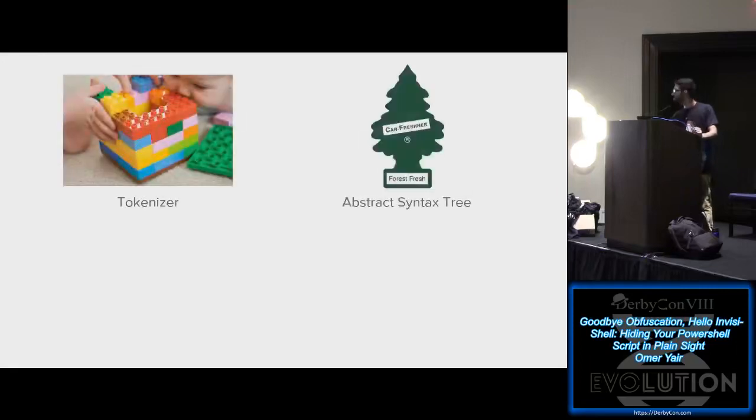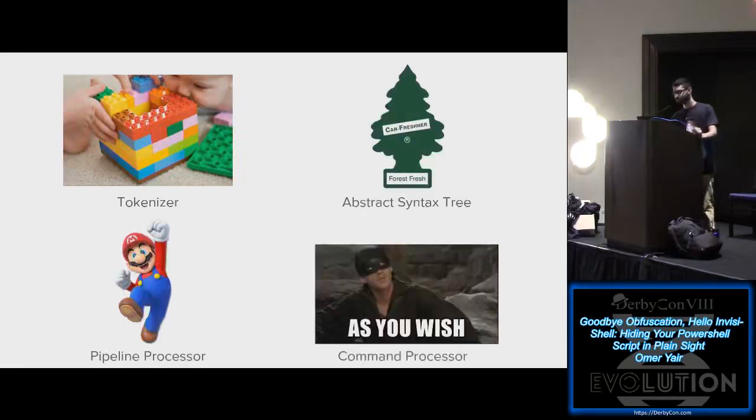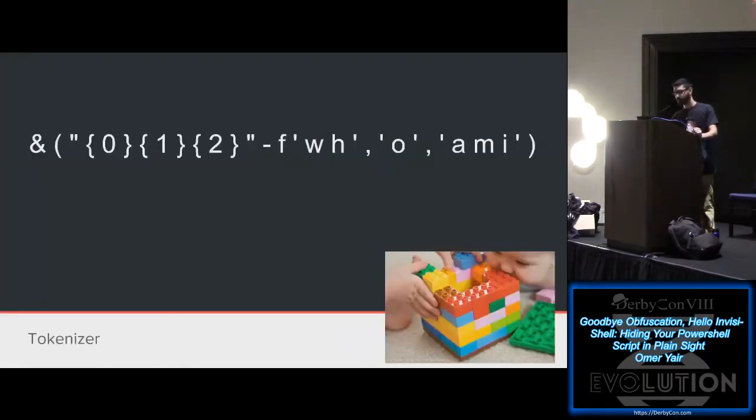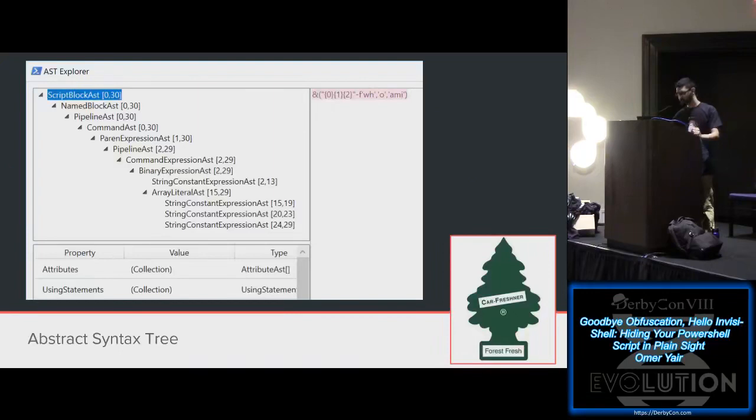PowerShell has four parts that you need to know about. The first one is the tokenizer, then you have the abstract syntax tree, then the pipeline processor, and the command processor. The tokenizer splits your text into lexical units, which means it gives them meaning. So it sees the first one and knows that it's an operator, a group start, a string, and so on. But I think only when you see this kind of division into lexical units is it much easier to understand what a script block looks like.